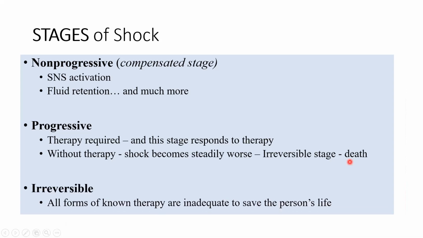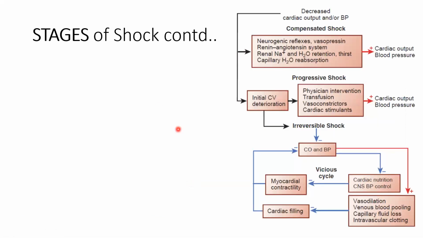All right. Then the final point is basically, there is a grayish area before death. It's called the irreversible stage. Irreversible stage, as the name pretty much sums everything up. All forms of known therapy are inadequate at this point in time in saving the person's life, and it's really down and out.